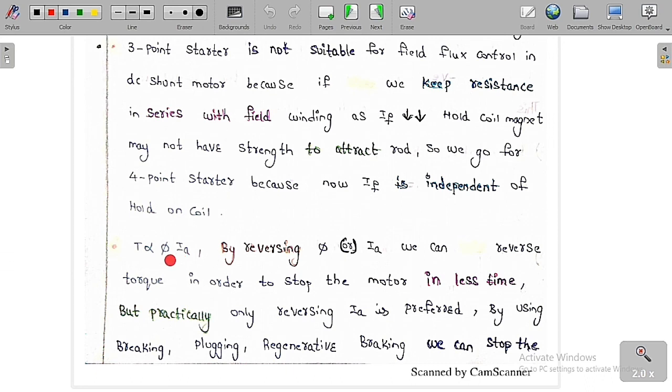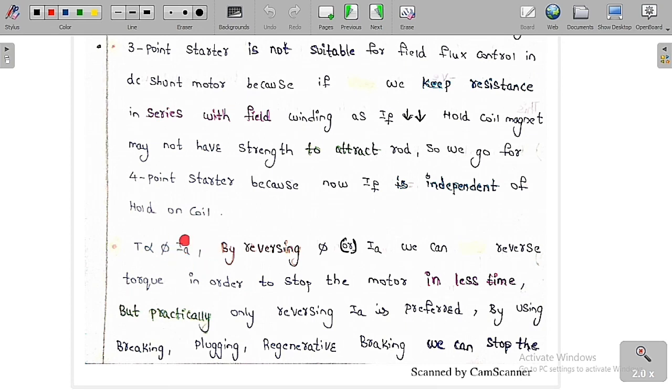Torque is directly proportional to flux times armature current. By reversing phi or IA, we can reverse torque in order to stop the motor in less time. Just reverse the phi or just reverse the IA, either one, then definitely torque is negative. So we can bring the motor to a stop in a very small amount of time. But practically, only reversing IA is preferred. By using braking, plugging, regenerative braking, we can stop the motor. Practically, we go for only reversing IA, not reversing phi, because reversing IA is more feasible.